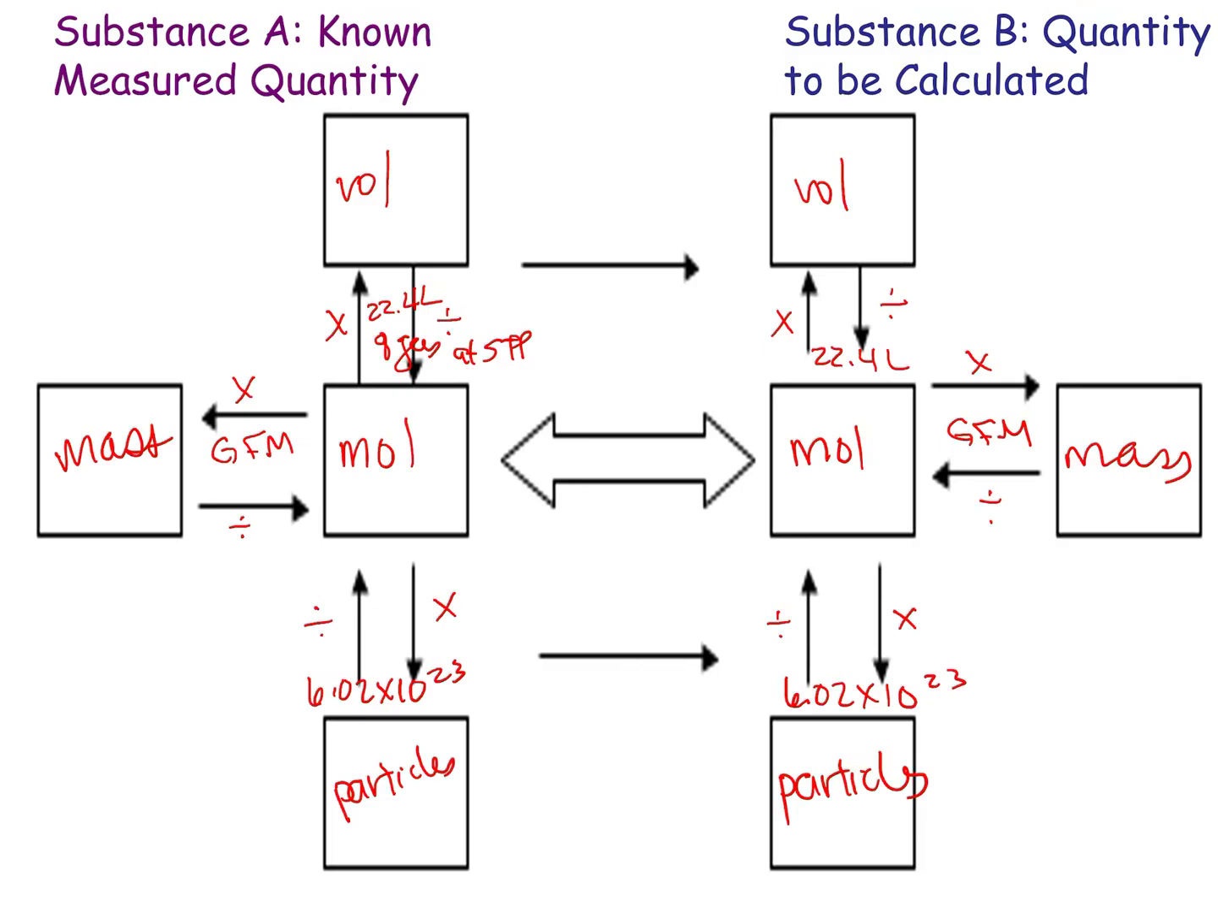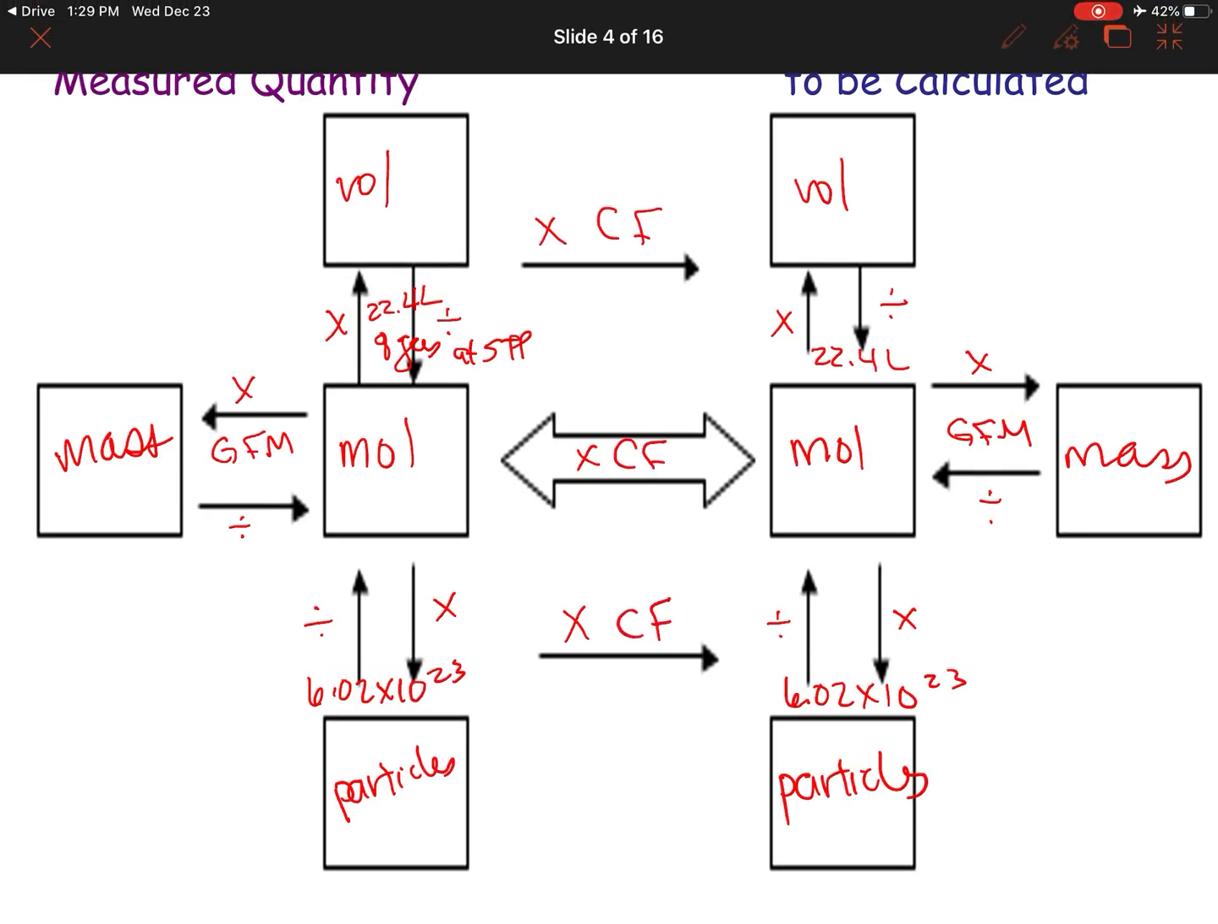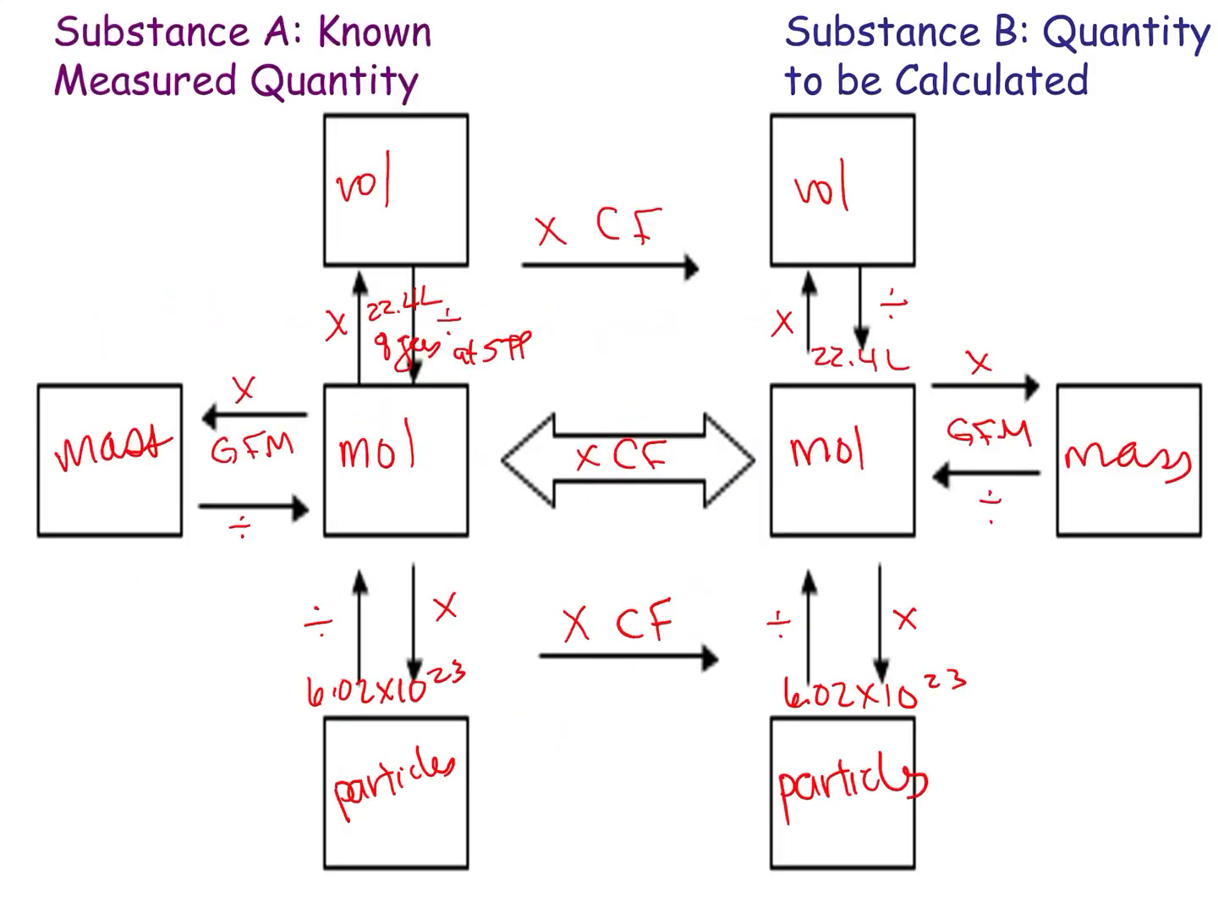Okay, great. But now we need to bridge from substance A to substance B. And so what we're going to do is multiply by a conversion factor. CF is a conversion factor. Okay, we have talked about conversion factors before. Conversion factors were used in dimensional analysis. Something like 2.54 centimeters equals 1 inch. That's a conversion factor. Or 1,000 milliliters are in 1 liter. Those are conversion factors.